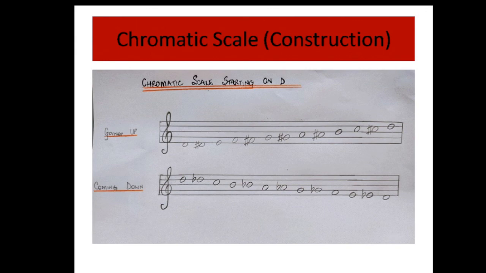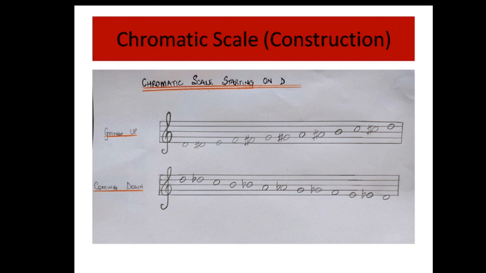So this is a chromatic scale starting on D. Since it has all semitones, we have a D, D sharp, E, F. Now E and F is already a semitone. So D to D sharp is a semitone, D sharp to E is a semitone, E to F is a semitone, F to F sharp is a semitone, F sharp to G is a semitone, and so on and so forth.